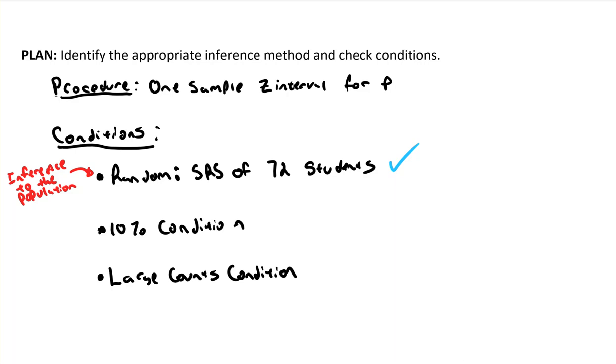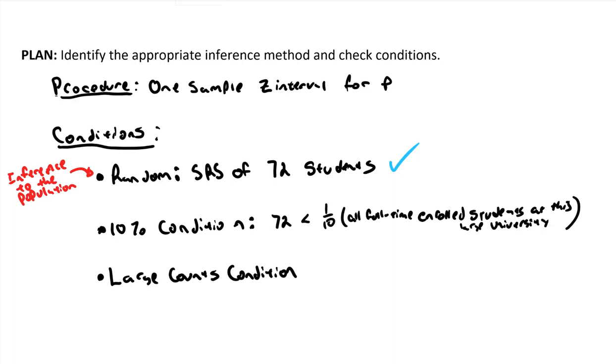The second thing we need to look at is the 10% condition, and in this case, 72 is definitely going to be less than 1/10 of all full-time enrolled students at a large university. If it was maybe a tiny university, maybe we'd fail it, but large university tells us we are good here. And this 10% condition is what lets us be able to use our standard error formula, which we're going to talk about in a second.